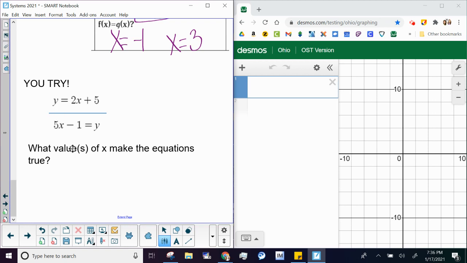What is the solution? Okay, when you're all done, you need to take a picture of page 40 and a picture of this problem with your solution, what your solution should be.